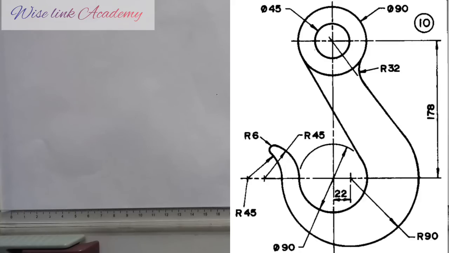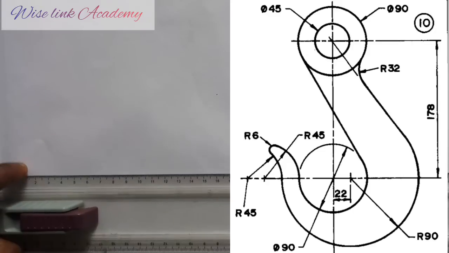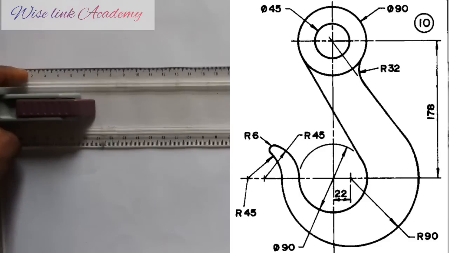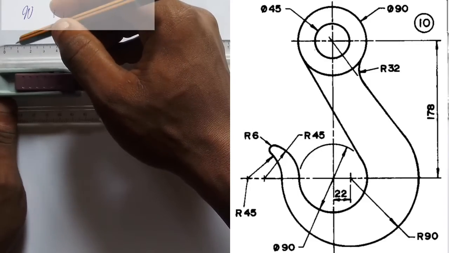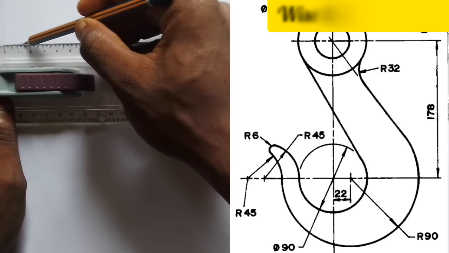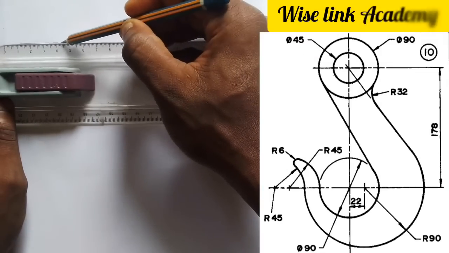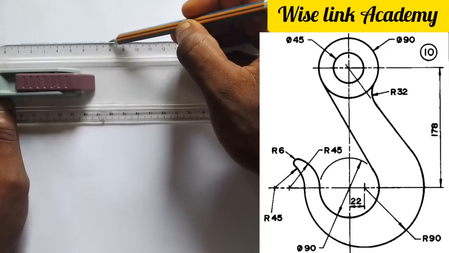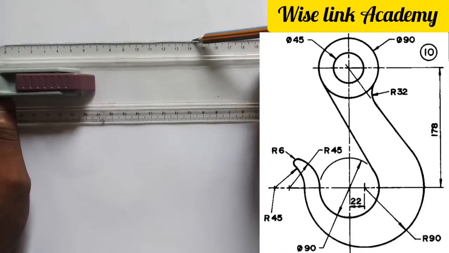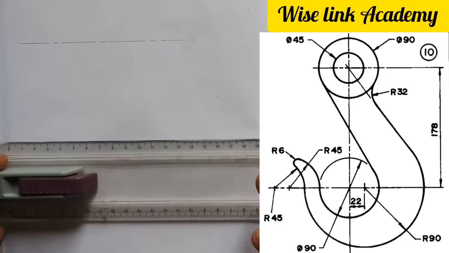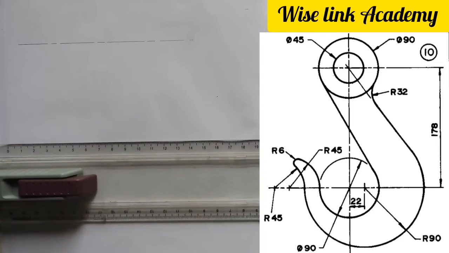So let's start, please. My first task is to draw the upper part. Let me start from here. I draw my long one, short one, long one, short one, long one, short one, long one, and short one. I have this, my center line.